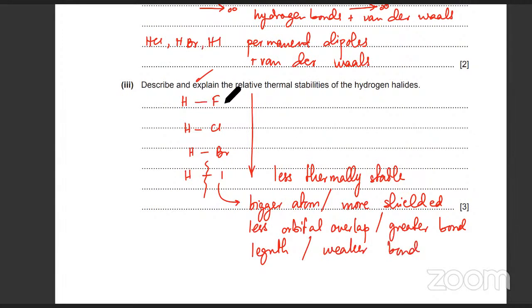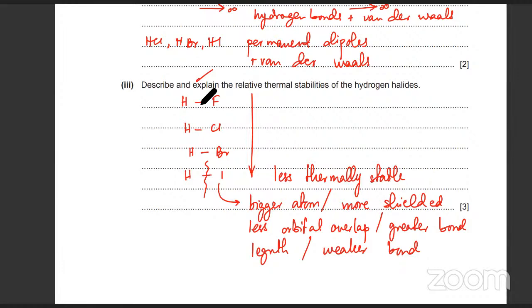The reason this happens is that with smaller atoms, the electrons are very close to each other. They're not very shielded, so they're going to attract each other's electrons very strongly. The orbital overlap is going to be greater for smaller atoms, and the bond length would be smaller as well.